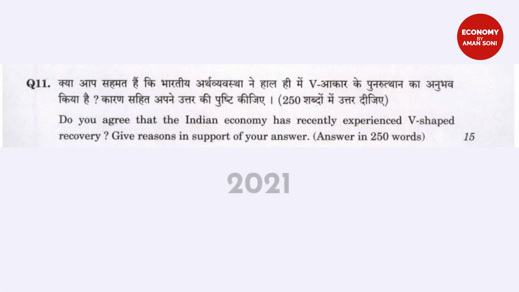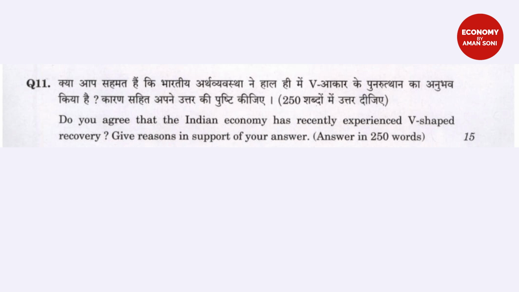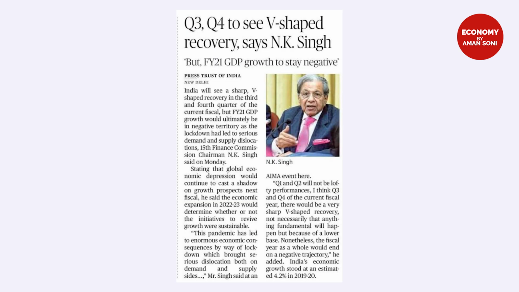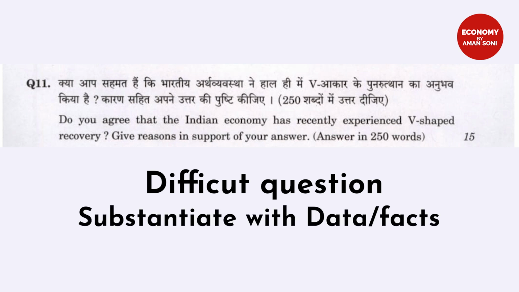In the same year, 2021, another question had come up, which was about V-shaped recovery. The question on computing methodology was a static question. The question on V-shaped recovery was a current-oriented question, because in 2021, India was witnessing a recovery after the recession of 2020. The question was difficult because we had to substantiate with data and facts whether India was going through V-shaped recovery or not. It was a difficult question. And in the examination hall, getting those relevant data is very, very difficult.